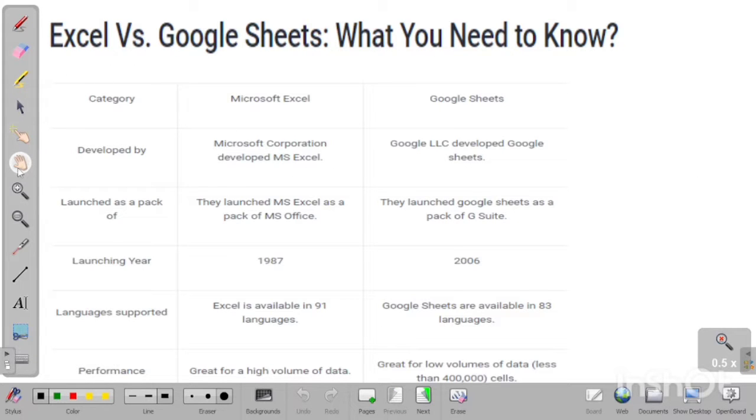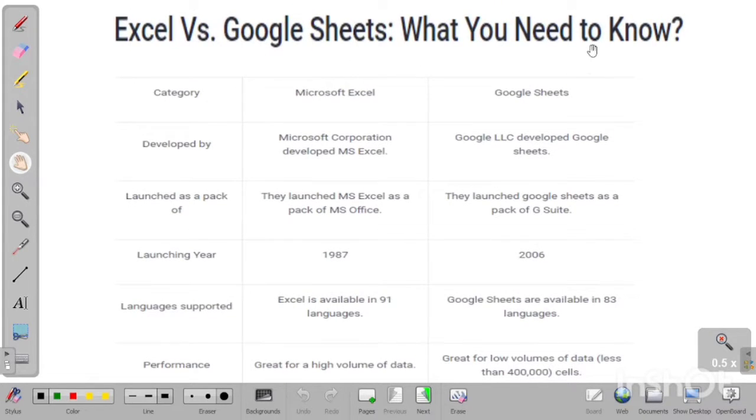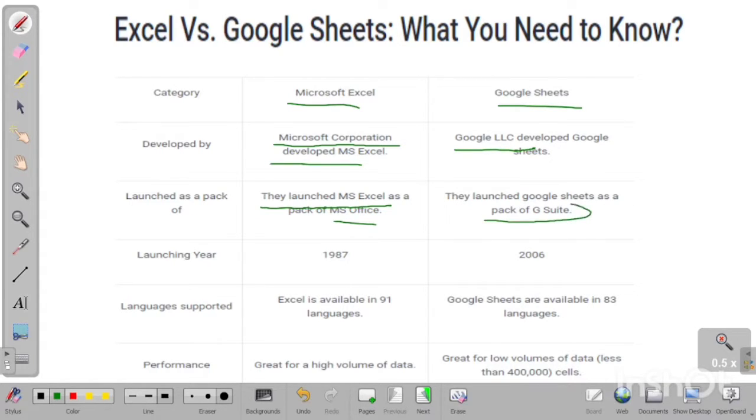Okay. See now, here I have clearly written the difference between a Google Sheet and an Excel. So first, the category. Category is Microsoft Excel. This one is Google Sheet. Microsoft Excel is developed by, as I told you, Microsoft Corporation. Yes or no? Yes. Next, Google Sheets is developed by Google LLC. Next, launched as a pack of: Microsoft Excel was launched as MS Excel, MS stands for Microsoft, as a pack of MS Office. Next, Google Sheets was launched as a pack of G Suite. G Suite is nothing but Google Suite.